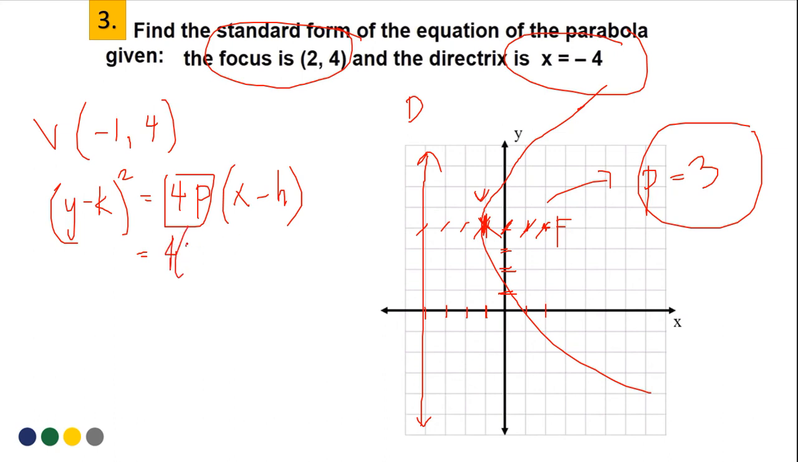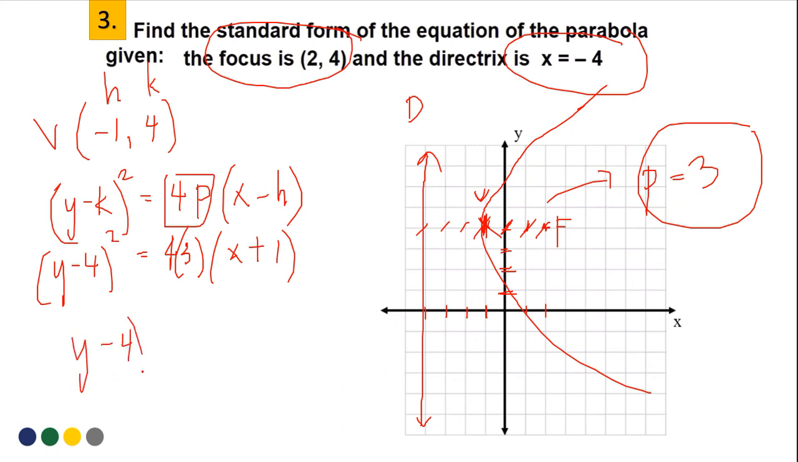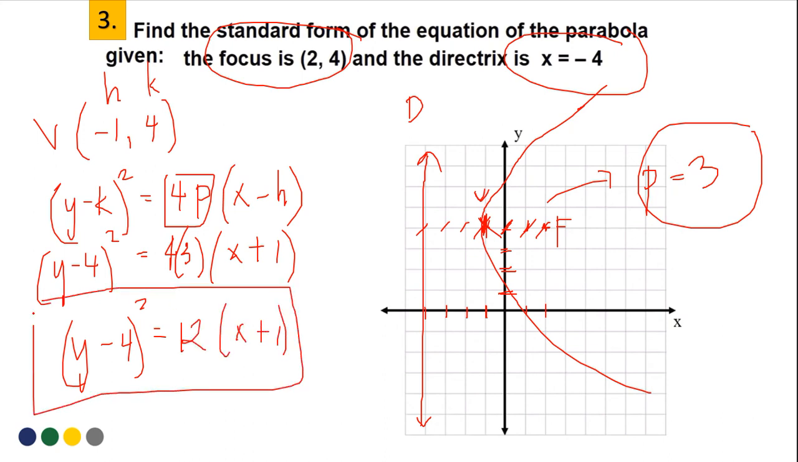So we're going to substitute. 4 times 3. Tapos, x minus h natin. So x minus, yung h natin, this is h, tapos this is k. Diba? So the value of h here is plus 1. Then the value of y, then k is 4. So y minus 4 squared is equal to 12 times x plus 1. So this is the final answer.